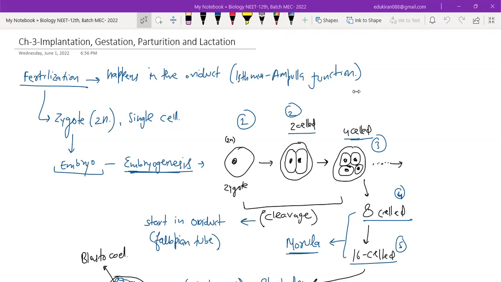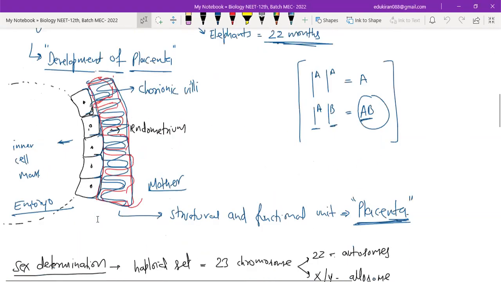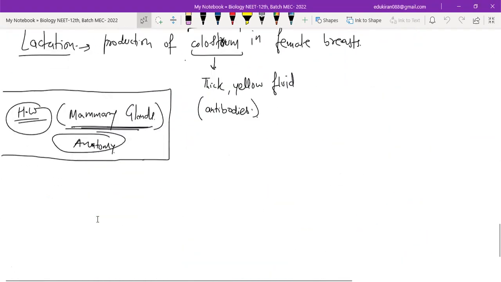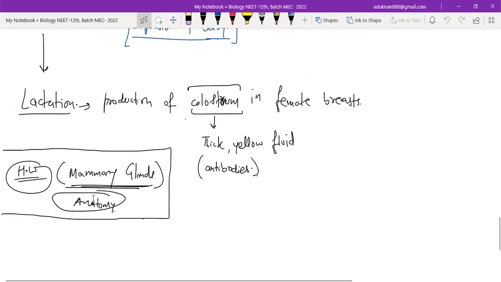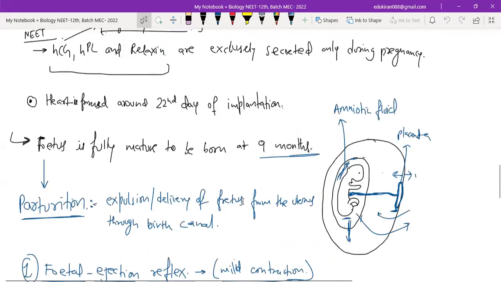Okay, in the last class we did implantation, gestation, parturition, and lactation, right? The last 4 topics. And I asked you to go back and look at the anatomy of the mammary glands. Did you do that as homework? Any doubt in mammary glands? Have you read the chapter from NCERT, everyone? Did you read it? Hanifa, Atif, and Rifat? Yes or no?